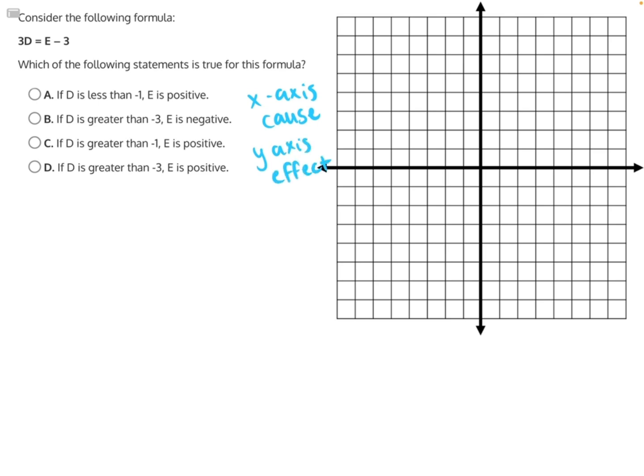So if we take a look at our answer choices, we can see that something is always happening to D. If D is less than or greater than something, then that has a direct impact on E. So that means that we can label our axes. We'll have the easiest time visualizing this graph if we label our axes like this: D as our x-axis and E as our y-axis. And now we can find our intercepts to easily and quickly graph this.